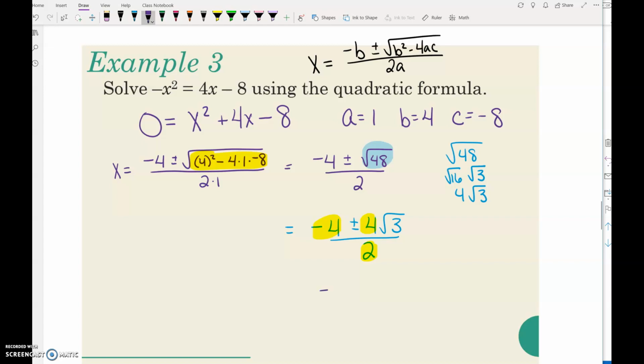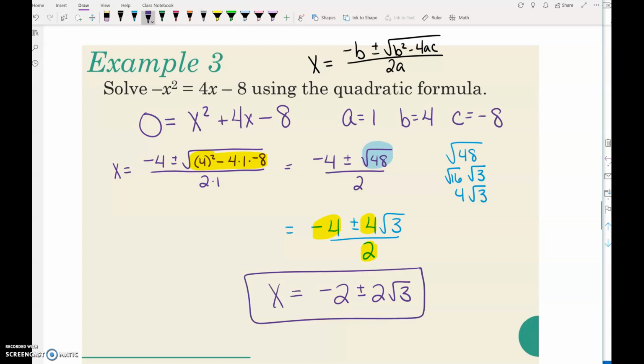Negative 4 divided by 2 is negative 2. 4 divided by 2 is 2. And 2 divided by 2 is 1. And we can write it like this, but do you really need the over 1? No, you really don't. So we can delete that, and our answer is x equals negative 2 plus or minus 2 times the square root of 3.